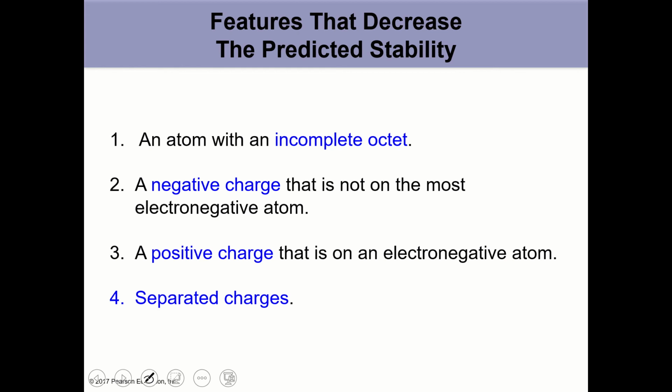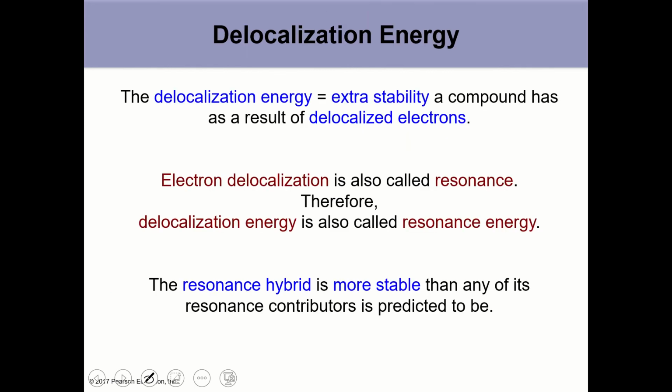So reviewing the rules again, features that decrease the predicted stability. Predicted stability is decreased if there is an incomplete octet. Predicted stability is decreased if there's a negative charge that is not on the most electronegative atom. Predicted stability is decreased if there is a positive charge on an electronegative atom. And predicted stability is decreased if there is a separation of charge.